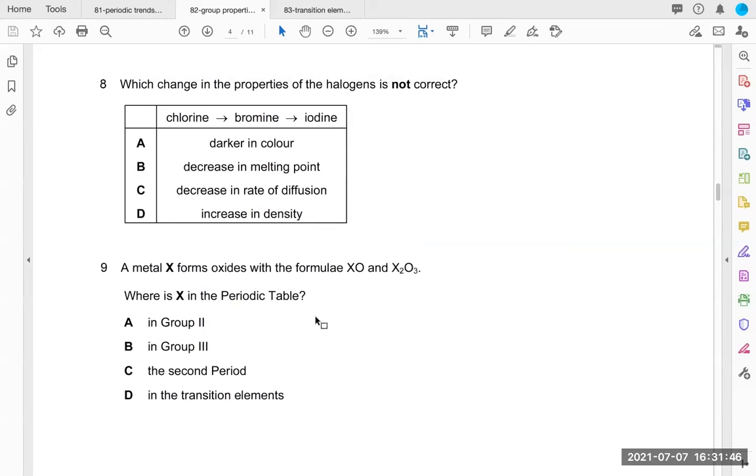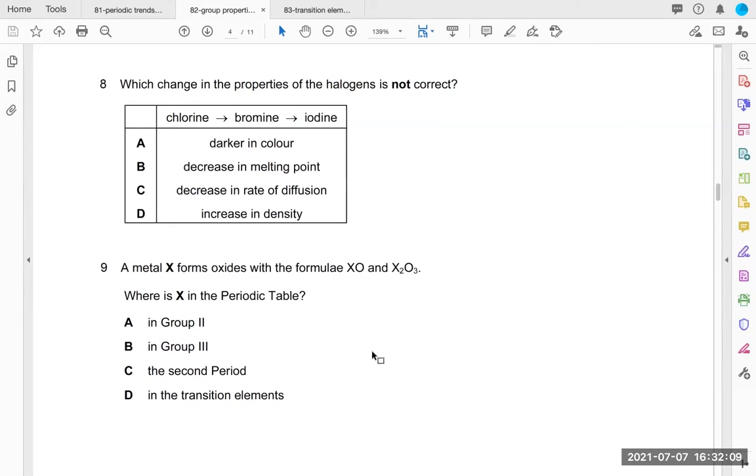Which change in the properties of halogens is not correct. So halogens are group 7. As you go down the group, the color gets darker. They have a higher melting point. They get higher densities as you go down. They get less and less reactive as you go down. So that's all there. So what's true in this case?